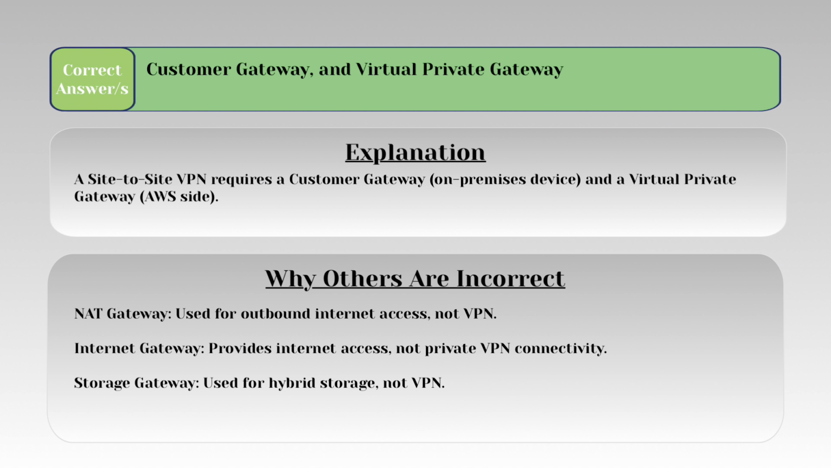Why others are incorrect: NAT gateway is used for outbound internet access, not VPN. Internet gateway provides internet access, not private VPN connectivity. Storage Gateway is used for hybrid storage, not VPN.